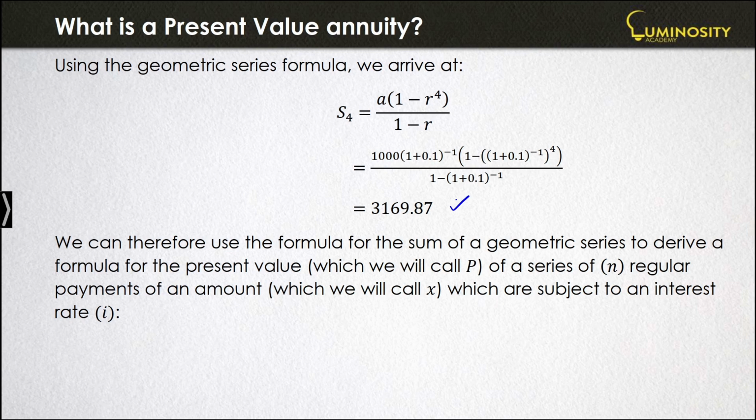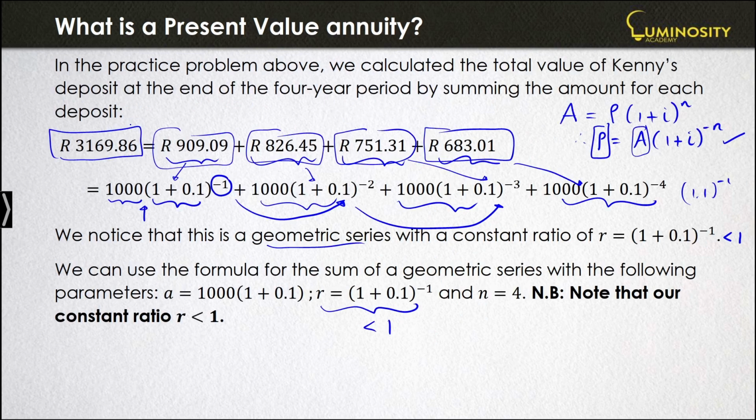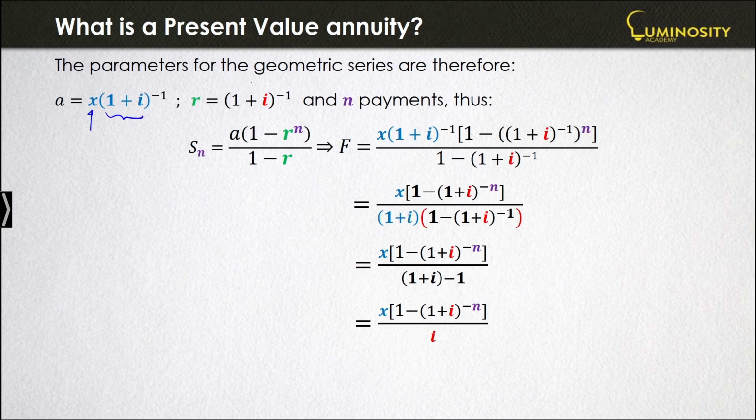So using that now, we can generalize it. What we're going to do is call this present value P, the series of n regular payments, which we will call X, subject to an interest rate i. So from the given parameters, your first term is actually going to be X times (1 plus i) to the negative 1. So that was this first term here. Then your constant ratio again is (1 plus the interest rate) to the negative 1. Again, your r is going to be less than 1 here, and n payments.